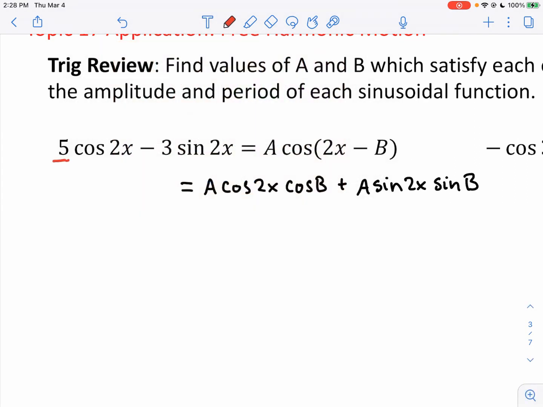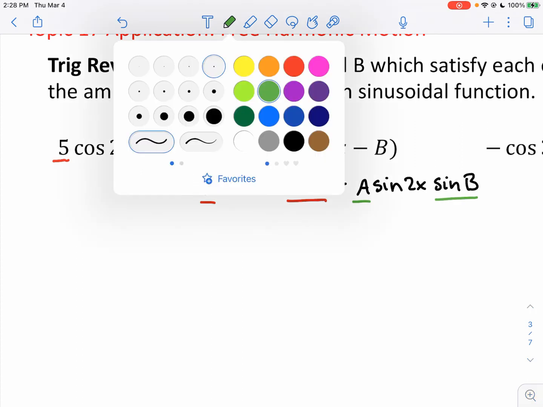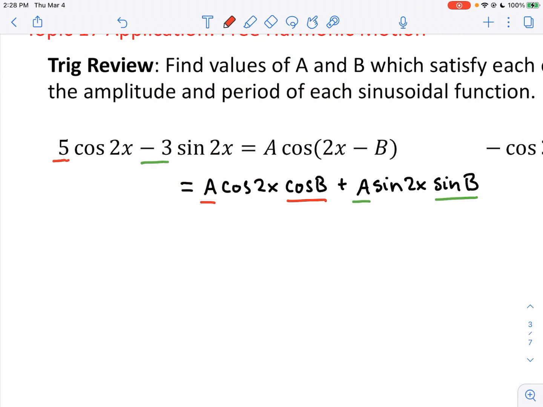So this 5 has to be equal to A times cosine B, because those together form the coefficient of cosine 2x. And this negative 3, which is the coefficient of sine 2x, has to be A times sine B, because those form the coefficient of sine 2x. So this gives me a system of equations. Here's the first one: 5 has to be A cosine B. And the other one is that negative 3, don't mind the subtraction, has to be equal to A sine B.